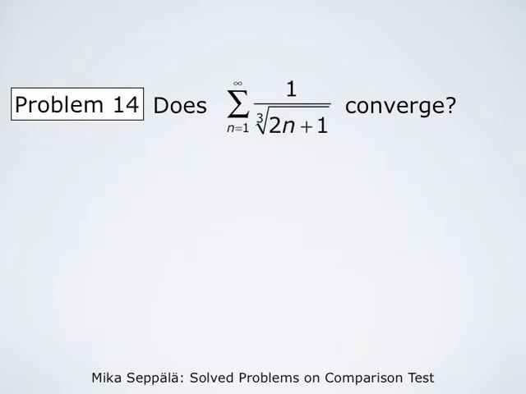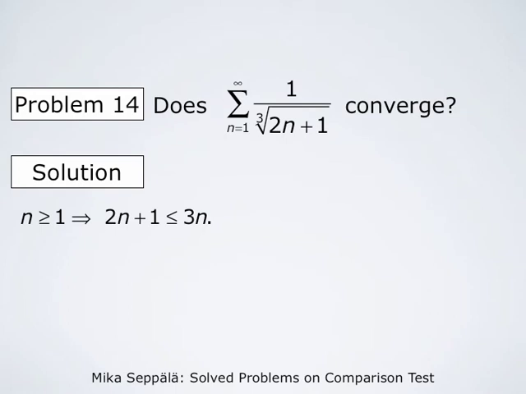The series summation n from 1 to infinity of 1 divided by the cube root of (2n plus 1) is somewhat more complicated, at least it appears to be. If n is greater than or equal to 1, then 2n plus 1 is less than or equal to 3n. If n is 1, then 2n plus 1 is 3n, otherwise it is strictly less than 3n.